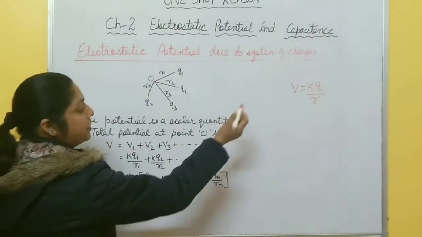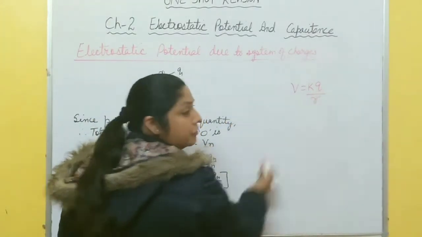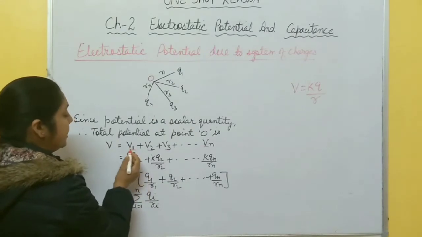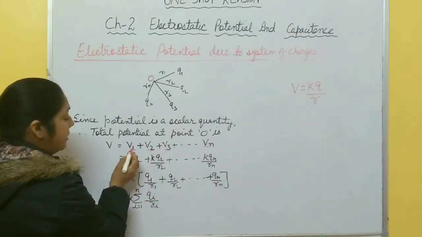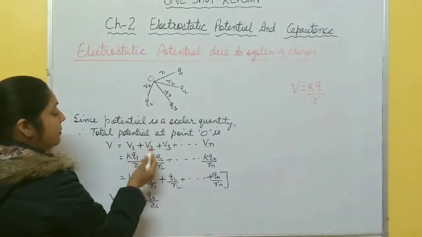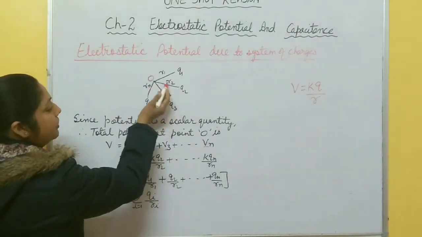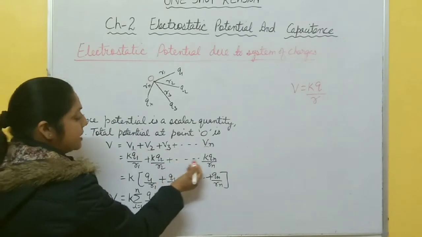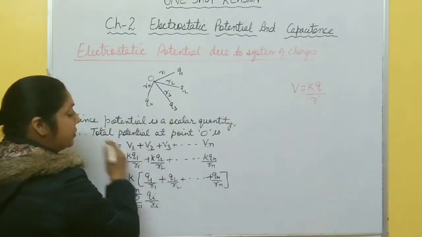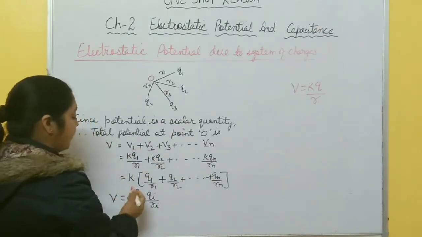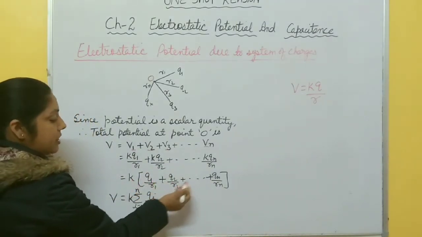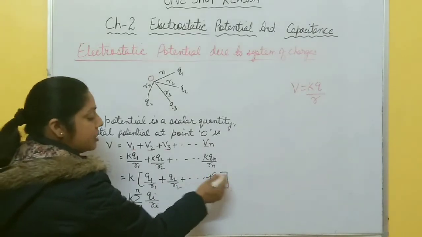You know the expression of potential due to a single point charge, kq by r. So, potential due to the first charge q1 is V1. You can write V1 is kq1 by r1 at a distance r1, plus V2. V2 is kq2 by r2, plus and so on. Potential due to the nth charge qn is kqn by rn. You take k outside, inside the bracket q1 by r1 plus q2 by r2 plus and so on up to qn by rn.